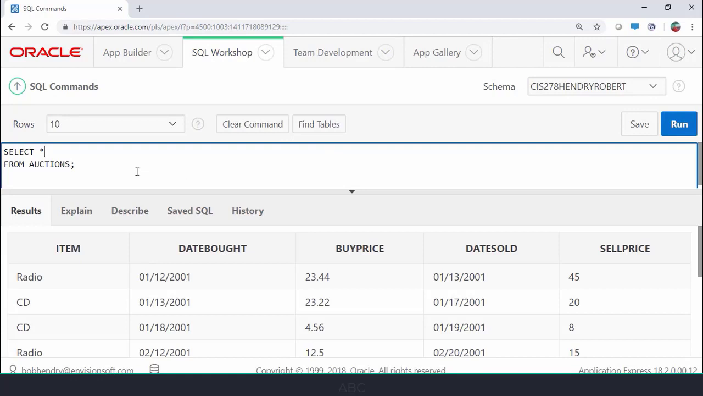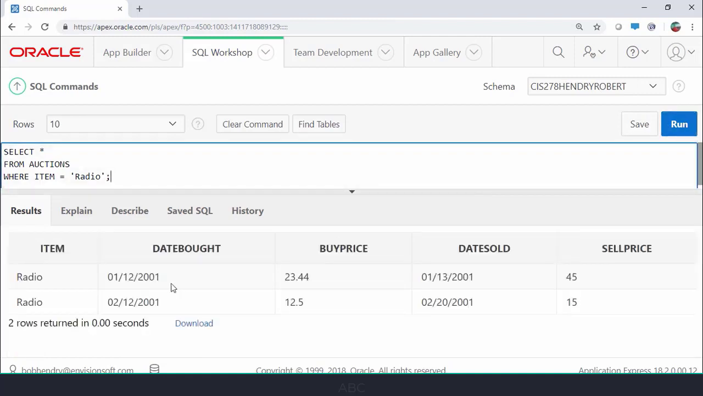Let's just say, again, our boss taps us on the shoulder and she says, how many items do we have in our auctions table that are radio for the items? How many radio items are in our auction table? We could do something like this. Select star from auctions where item equal radio. So I click on run, and I could count them. In this case, there's only 2.